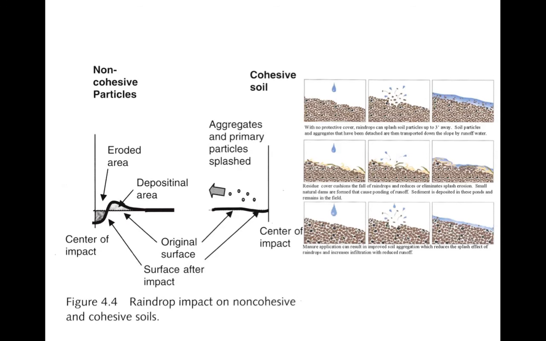So here's a few pictures which show you the effect of a raindrop impact. We have a crater being created after a raindrop, some little depositional zone, and then a region a little bit further away where splash particles are being deposited. You can see the same sorts of pictures here on the right-hand side, right, with varying degrees of water on the soil surface.